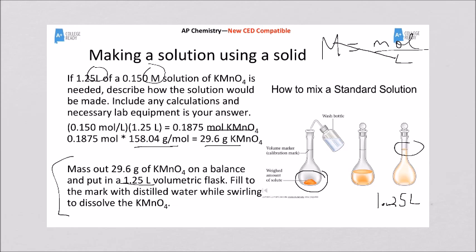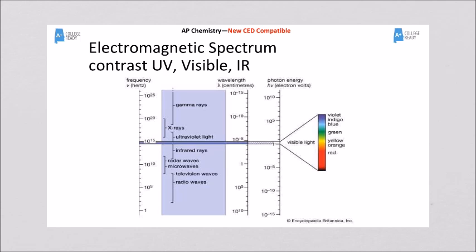So there's a good graphic of that as well. Okay, now we're going to kind of switch gears a little bit and go talk about light and the electromagnetic spectrum, and then at the end of this you'll see how solutions and this come together with Beer's law.